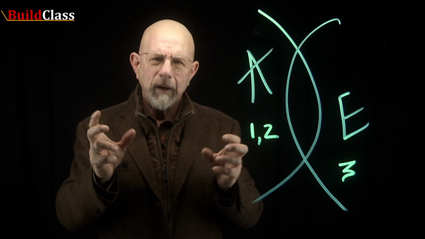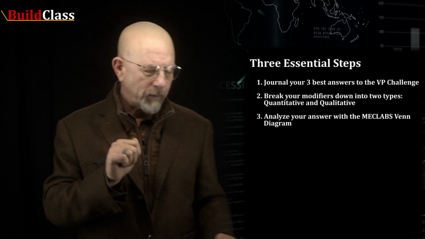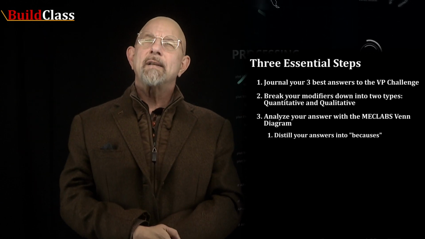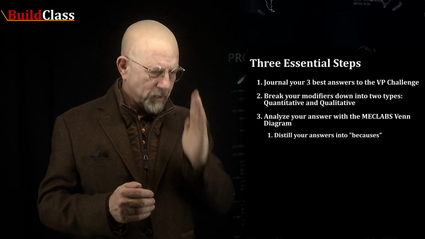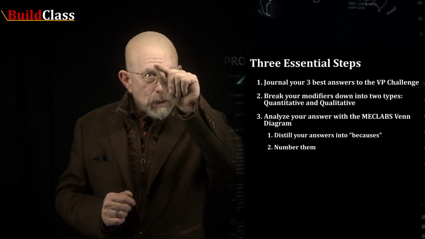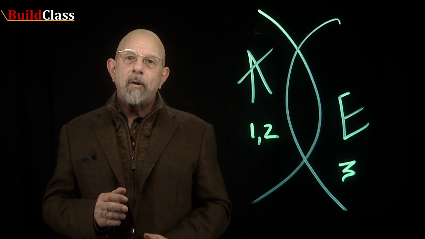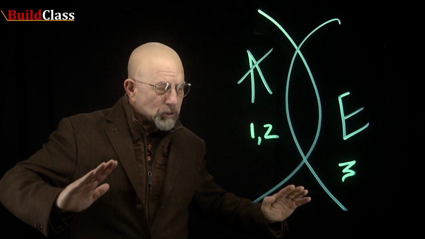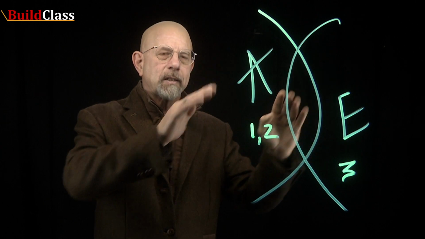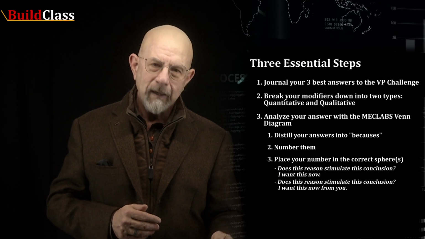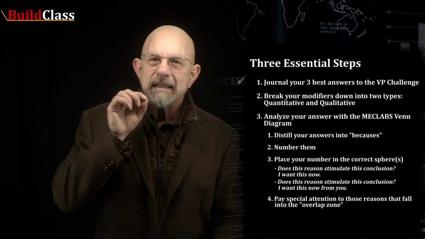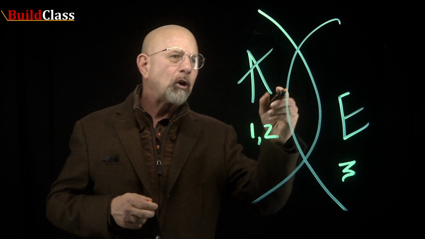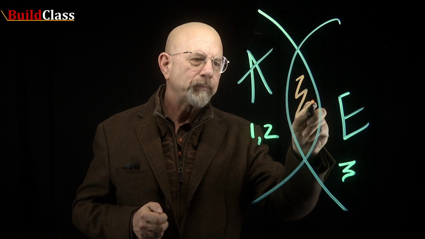How does that all come together? How do you do this? Let me give you 6 steps. Number 1, take the value prop challenge and distill your answers into a series of becauses. Because this, because this, because this. Now, number those. Now, place the numbers in the appropriate sphere based on the type of conclusion it's likely to produce. Got it? Now, pay special attention to those reasons that could fall into this magic zone right here.